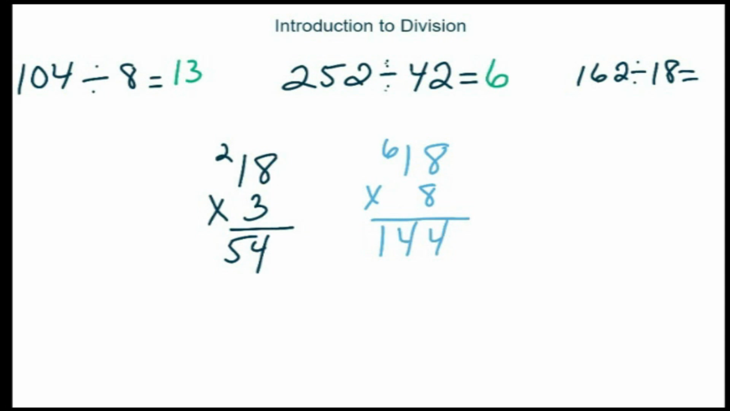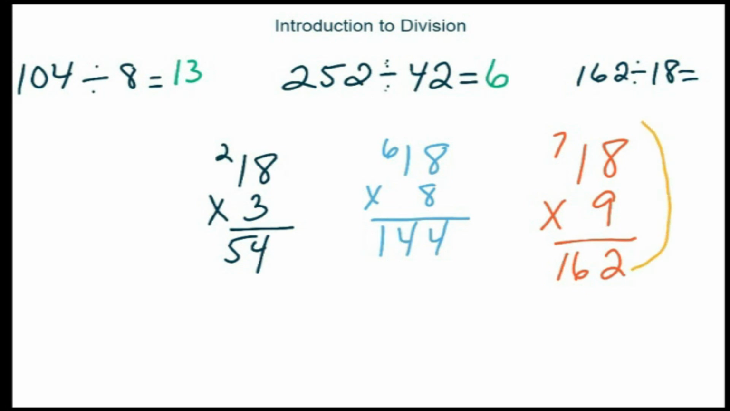So let's multiply 18 by 9. Let's try one number higher than 8. Let's see what we get if we multiply 18 by 9. 18 times 9 is 162. 162 is the answer we're looking for.